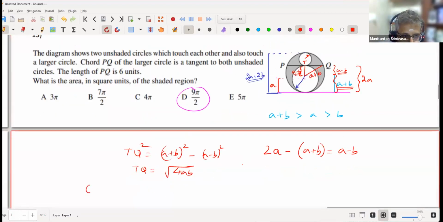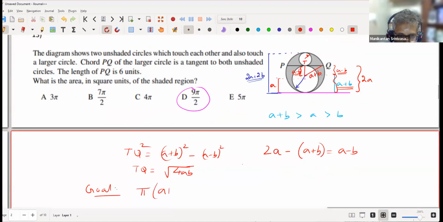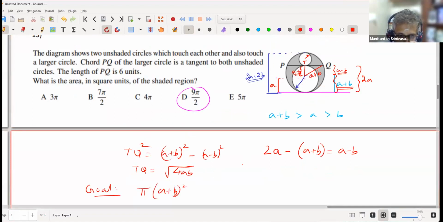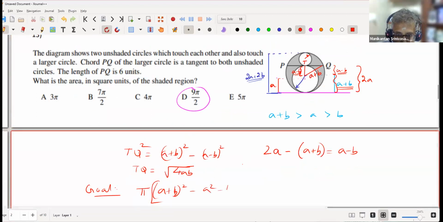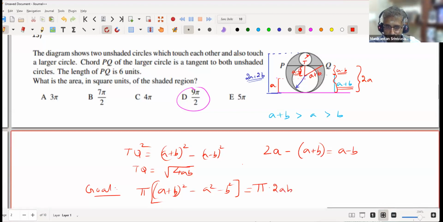Okay, what is the goal? It's always important to write what the goal is. So the goal is the big circle, which is pi times (A plus B) whole square, minus the two circles, which is A square and the other one is B square. So it's pi times A square, B square will get cancelled. So 2AB. So we want pi times 2AB.